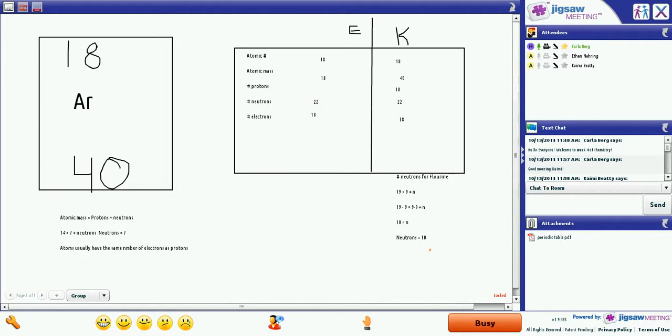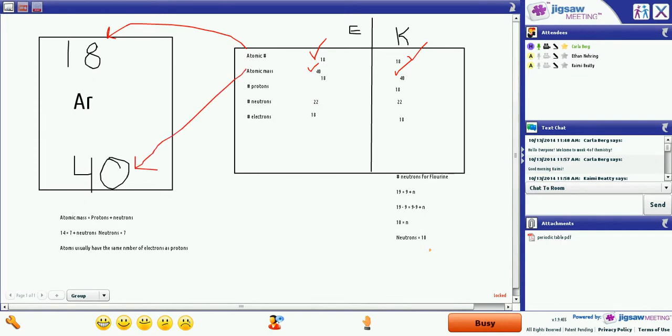All right, so let's go ahead and take a look. We have the atomic number equaling 18. You both have that. Great job. Okay, we have the atomic mass equaling 40. You both have that. Great job. Remember, the atomic number is right there on top. The atomic mass is right there on the bottom.